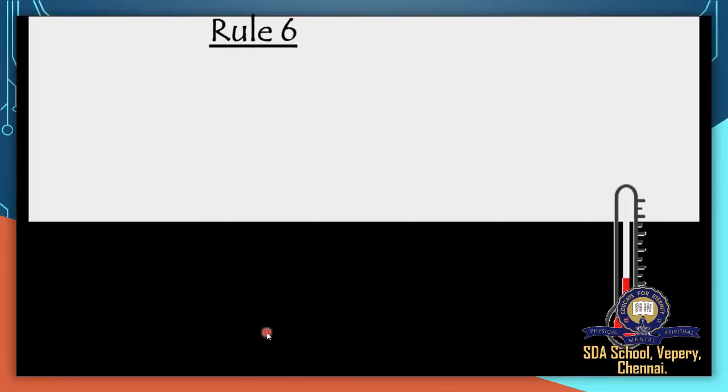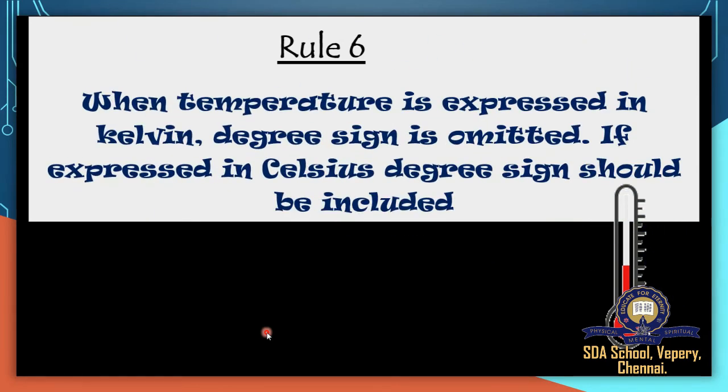It deals with the temperature. What is the SI unit of temperature? We would have seen in last class, right? The SI unit of temperature is Kelvin. So when temperature is expressed in Kelvin, the degree sign is omitted. Okay, and there are 2 other scales to measure temperature, right? Which is the Celsius scale and the Fahrenheit scale.